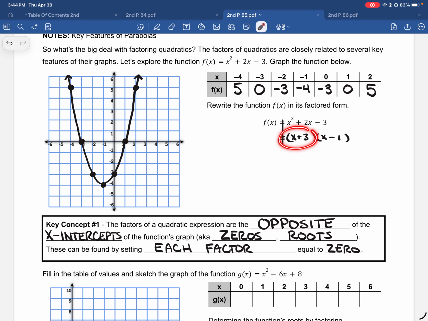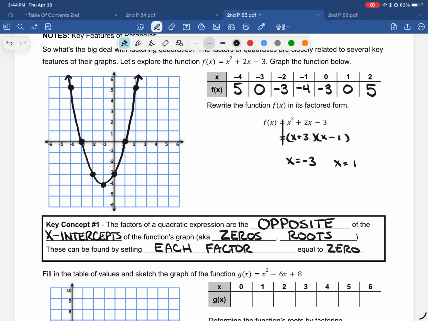So I have a factor of x plus 3. The graph crosses the x-axis at -3. I have a factor of x minus 1. The graph crosses the x-axis at +1. I also want to point out that yesterday, and at the top of our class today, we already knew that if you have a factor of x plus 3, you have a solution of x equals -3. And if you have a factor of x minus 1, you have a solution of x equals 1.